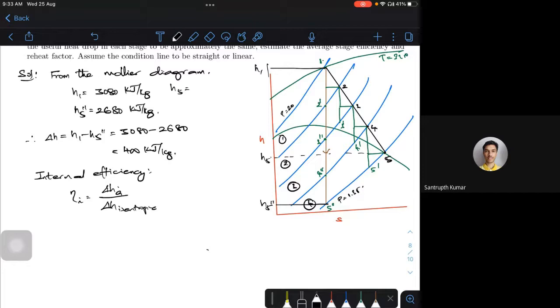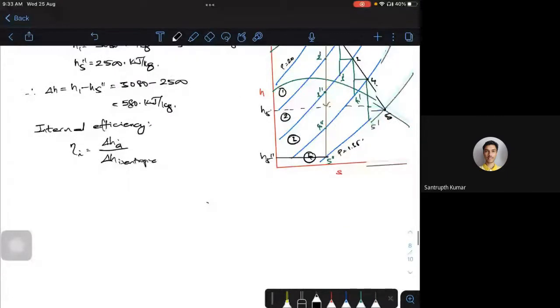Sir, I think there was a confusion. H5 is 2680. H5 double dash is 2680. H5 double dash is 2500. Okay. Then this number is going to change. That will be 580, sir, not 400. This will be 580. Okay, 580, and this will be 400.